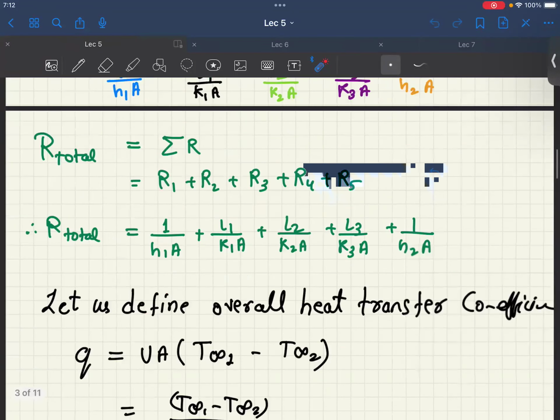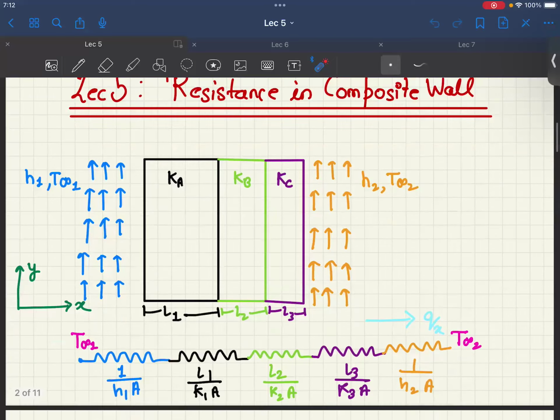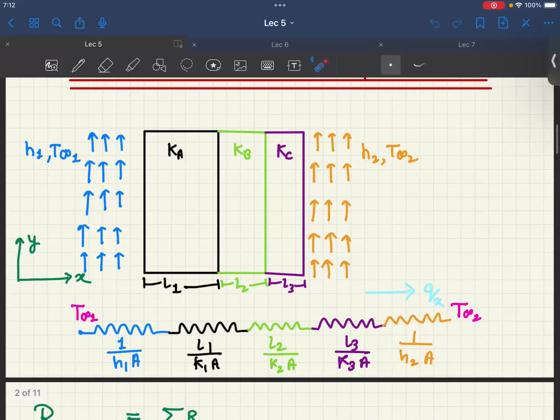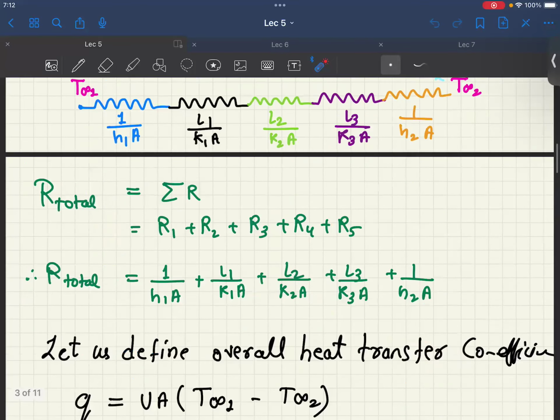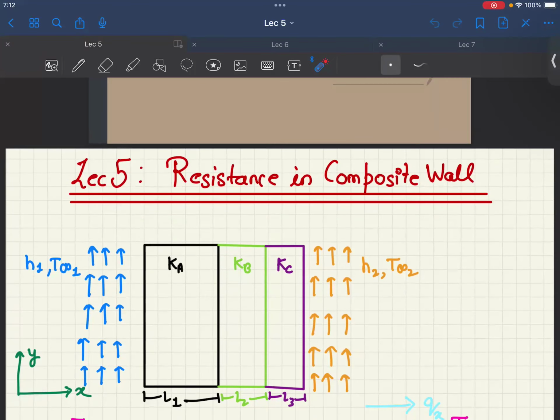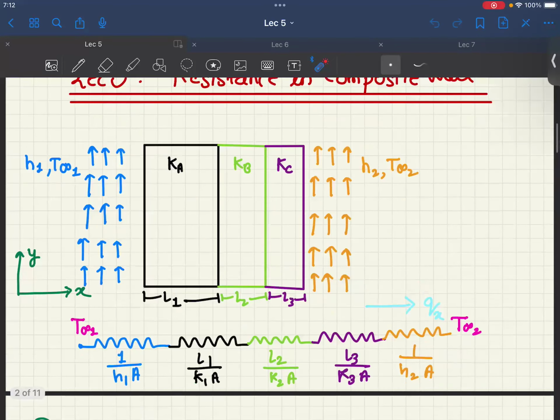So in today's class, up until now we had a one-dimensional system without any change of area and without any heat generation. Now what we are going to study is something called the overall heat transfer coefficient.